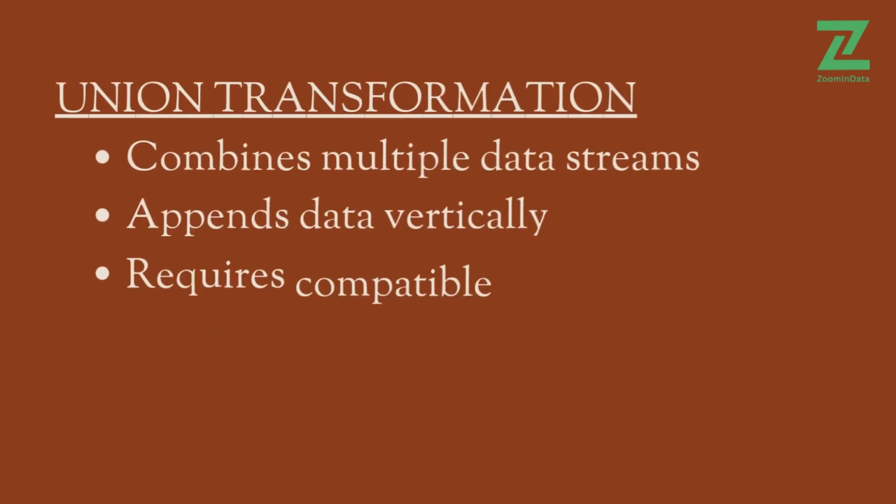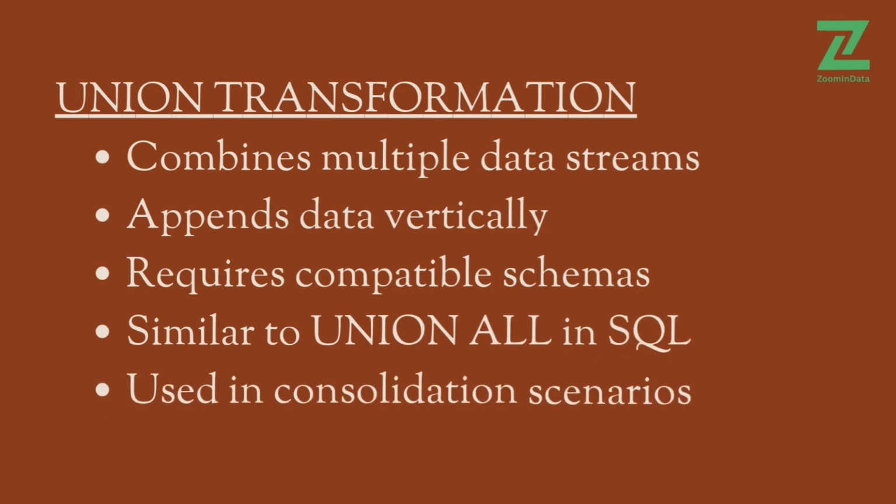Union transformation is used to combine multiple data streams. It appends data vertically. The schemas of the datasets must be compatible. This works similar to union all in SQL. Union is commonly used in data consolidation scenarios.